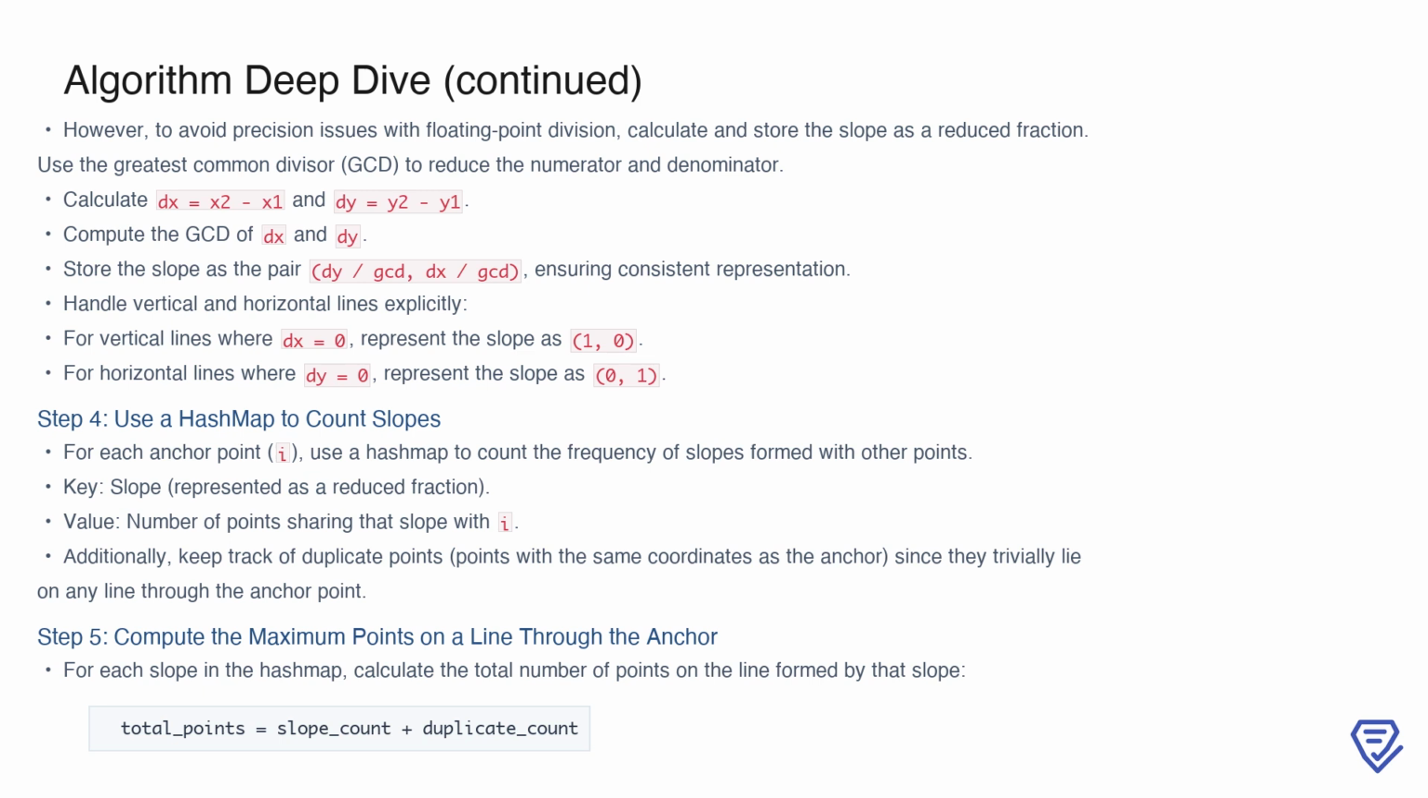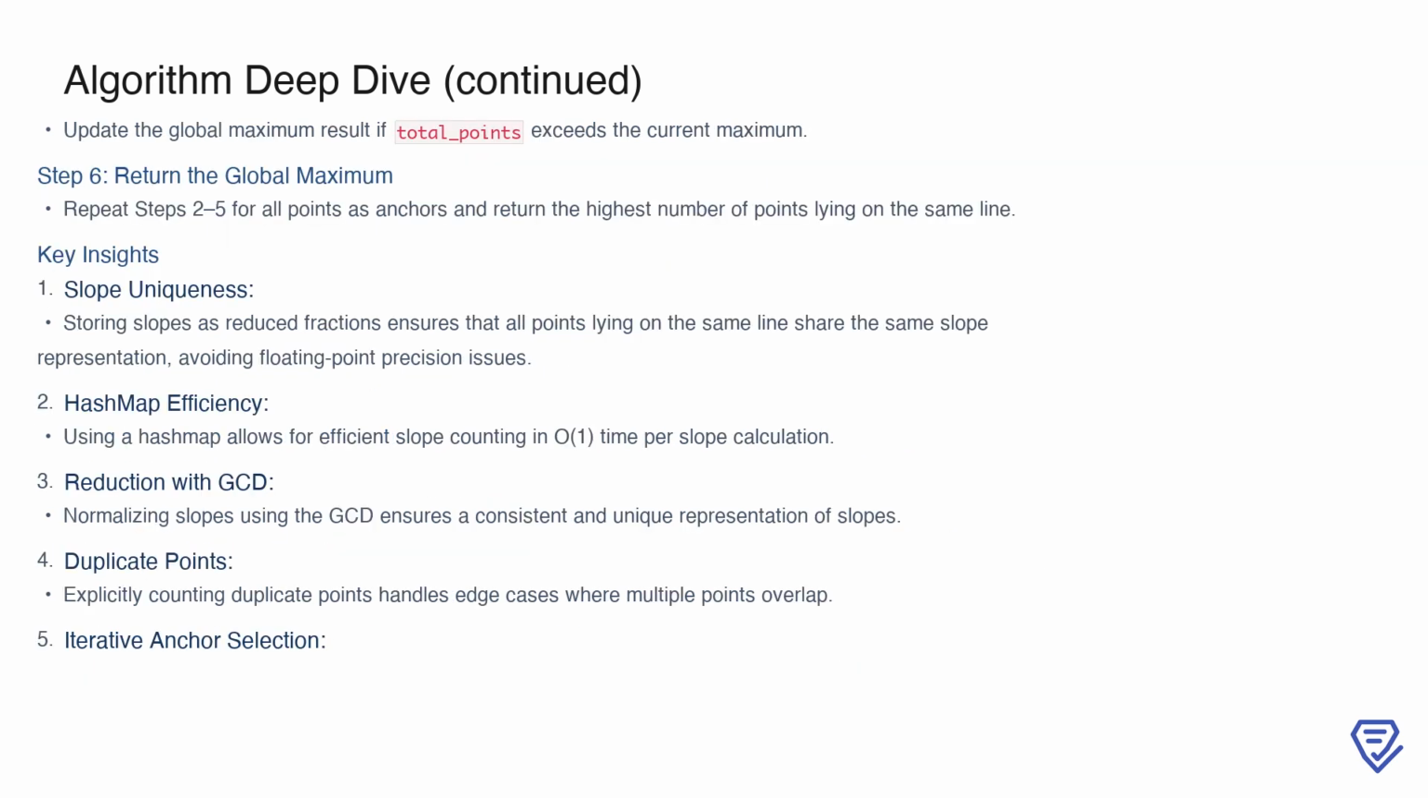To track how many points share each slope for a given anchor, we use a hash map. The keys in this hash map are the reduced slopes, and the values are the counts of points that align with each slope. Additionally, we keep track of duplicate points, as overlapping points inherently share all slopes with the anchor point. For each slope in the hash map, we compute the total number of points on the line that the slope represents. This includes the count of points sharing the slope as well as any duplicate points. If this total exceeds the current maximum for the anchor point, we update the global maximum result.